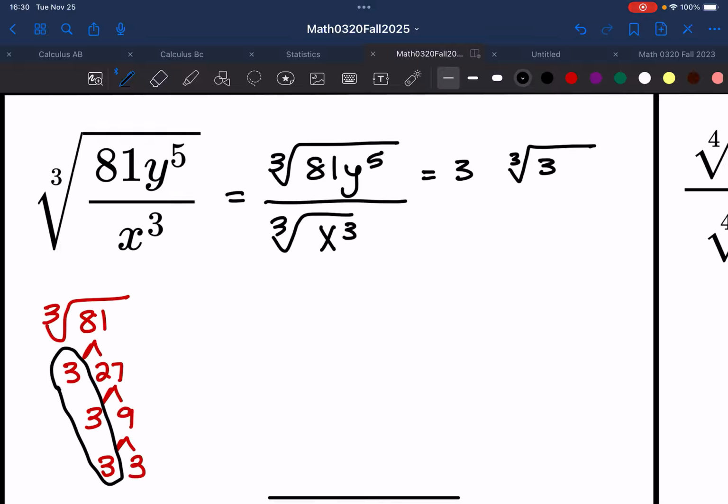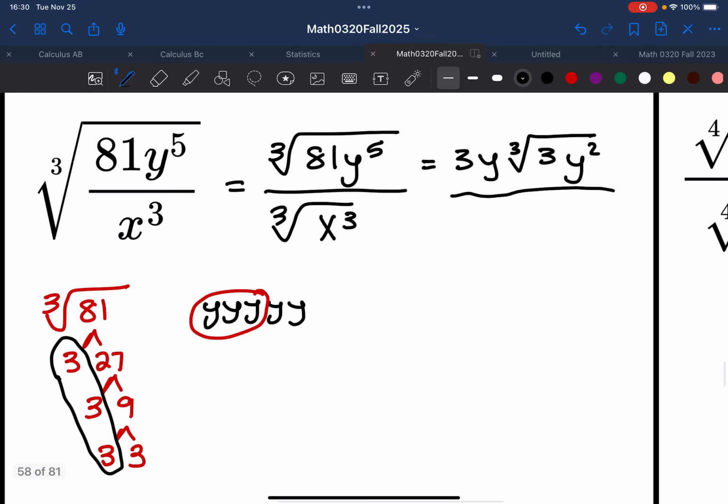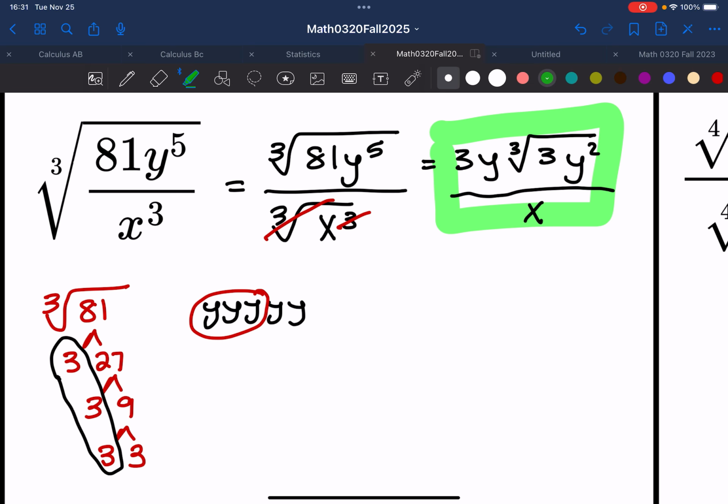So y to the 5th means I write y 5 times. I circle a group of 3. So notice I have one y coming out, and since there's 2 y's left over, this is y squared on the inside. And then on the bottom, I have the cube root and the cube. Since they're both the same, I know they cancel, so this is going to be over x, which means this is my answer.